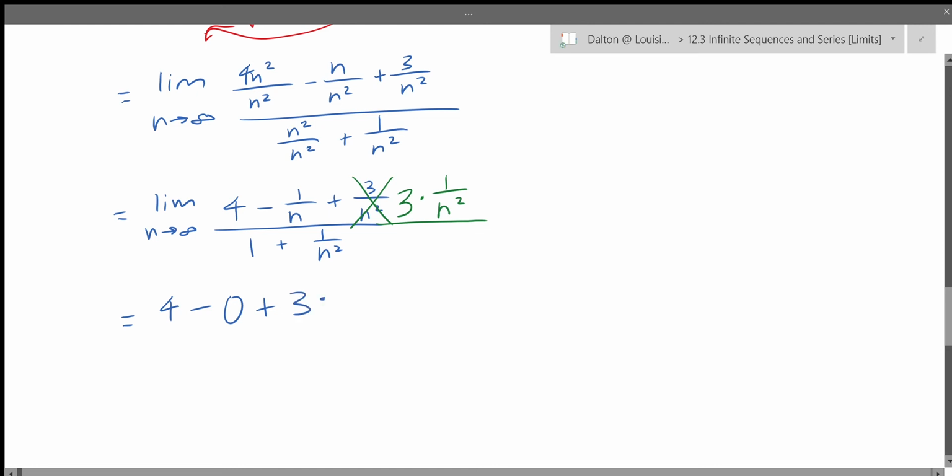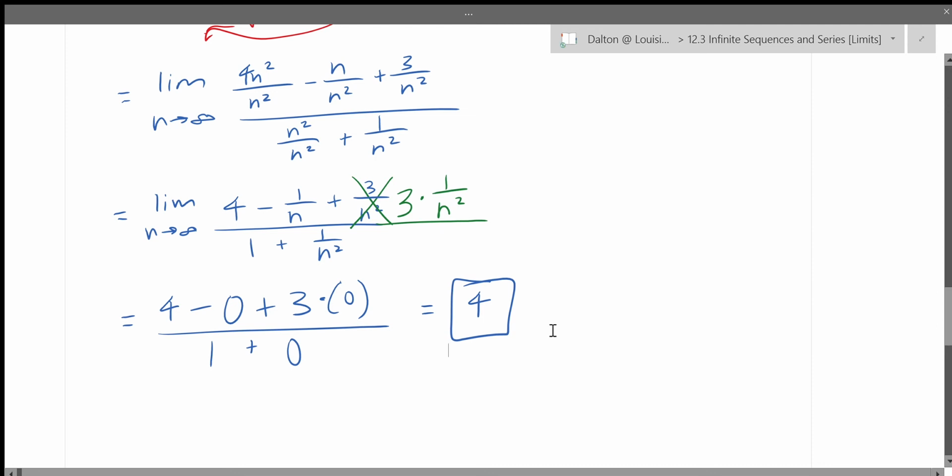3 times, what is the limit of 1 over n squared? All divided by the limit of 1 is 1, plus the limit of 1 over n squared is 0. If I simplify this expression, 3 times 0 is 0, so then I get 4 minus 0 over 1 plus 0. 4 divided by 1 is 4.